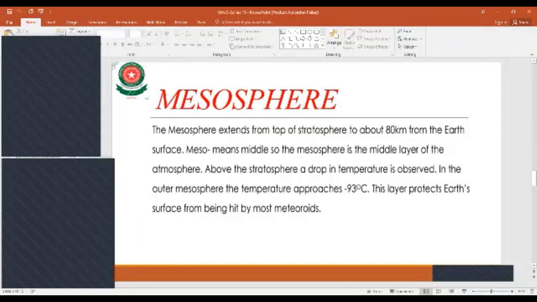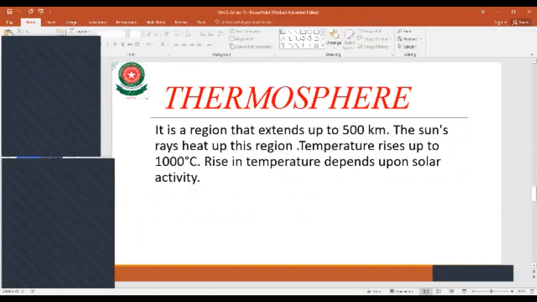I told you about meteorites, the smallest particles or stones that are revolving around the Earth, like other planets. Like the Moon, these meteorites are revolving around the Earth, and the function of the mesosphere is to protect the Earth from being hit by most of the meteorites.